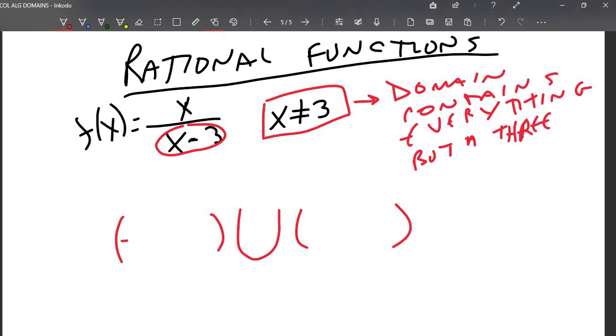On the left, you'll put negative infinity. On the right, you'll put positive infinity. Whatever the number is that we just figured out, that goes in both parentheses. One restriction on x means you've got 2 parentheses with a union symbol in the middle. Negative infinity on one side, positive infinity on the other.